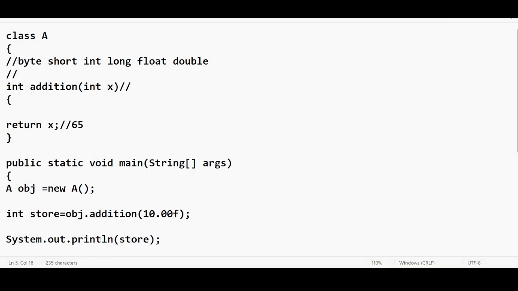Why? Because float is already promoted. You cannot depromote. You are passing a floating point value, but here it is accepting an integer value. This is a larger value, and you cannot store a larger value in a smaller data type. Yes or no? It is not possible. But you can make this possible by doing typecasting.